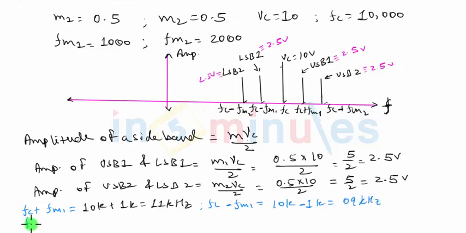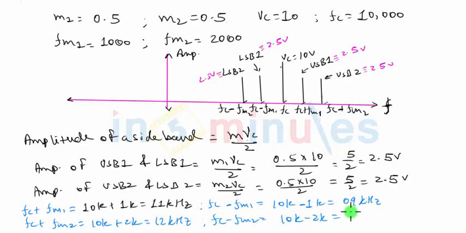And similarly, I can calculate FC plus FM2, which is 10K plus FM2, which is 2000 or 2K, so that's 12 kilohertz. And FC minus FM2 will be 10K minus 2K, that will be 8 kilohertz. So if I want to mark all these frequency values, FC is 10K, FC plus FM1 is 11K, FC plus FM2 is 12K, FC minus FM1 is 9K, and FC minus FM2 is 8K. So that's the complete frequency spectrum with frequency values and amplitudes of each and every frequency component.